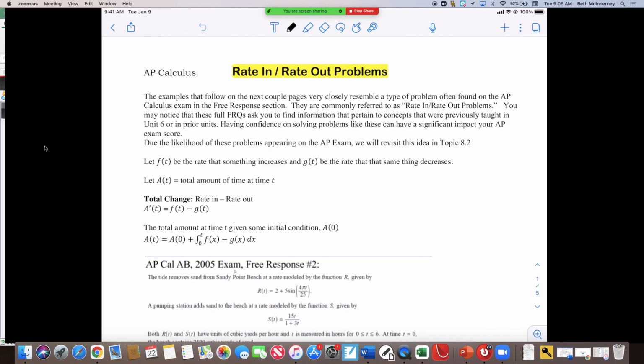Then if we want to find the total amount at time t, given some initial condition, let's go ahead and use our highlighters. This is going to be the critical piece of information. And I lost a little grouping symbol here. Let's put that in as well. A of t, that total amount, is whatever the initial amount is plus, and then that integral represents the accumulated change, and it can be positive or negative.